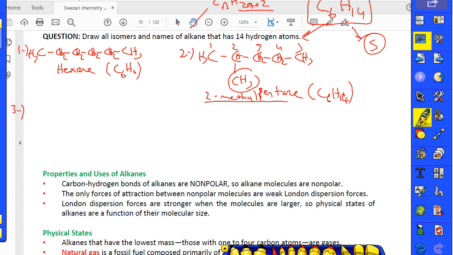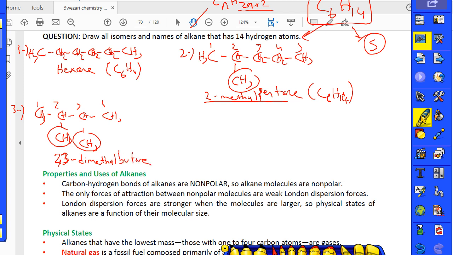Third one, also I can use a 4 carbon chain. 1, 2, 3, 4. And I put here 1, I put here 1. CH3, CH, CH, CH3. What's the name of this one? As we know, 1, 2, 3, 4. 2 methyl groups we have. 2,3-dimethylbutane is the name of this alkane. Also, it's also C6H14. If you check, you will see. What about the fourth one?